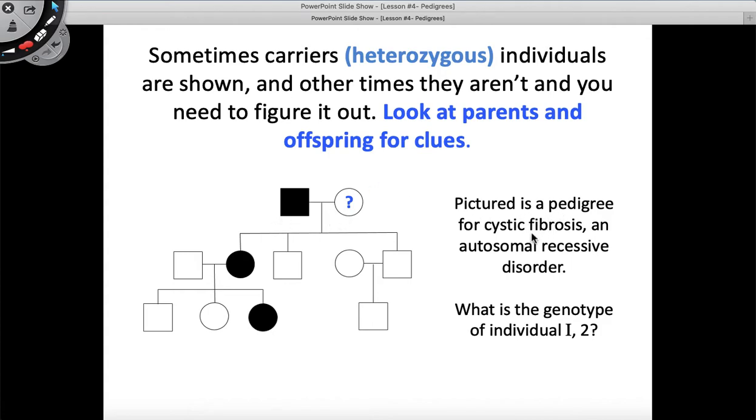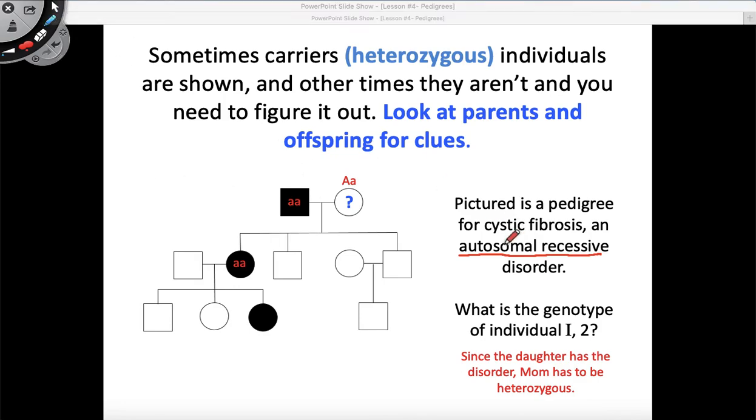So for example, pictured here is a pedigree for cystic fibrosis, and they tell you that it's an autosomal recessive disorder. What is the genotype of individual Roman numeral 1, 2? So this person right here. Since the daughter has the disorder, right here, then mom has to be heterozygous.